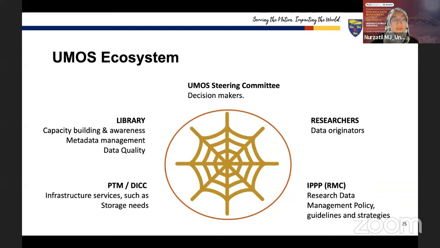The last one is the IT services, the Pusat Teknologi Maklumat, the ICC. They are the data custodians for this research data. They will help in terms of infrastructure services, storage needs, security, etc. So this is basically the ideal situation of how to create an open science or RDM ecosystem in an institution. In particular, I guess this is more relevant in a university setting, I would say.